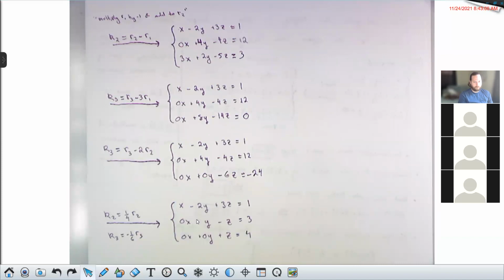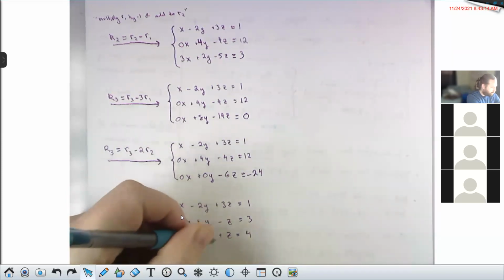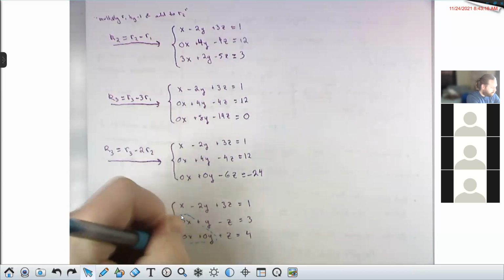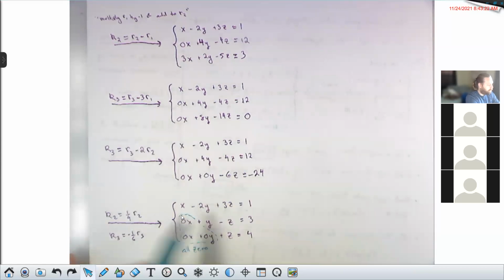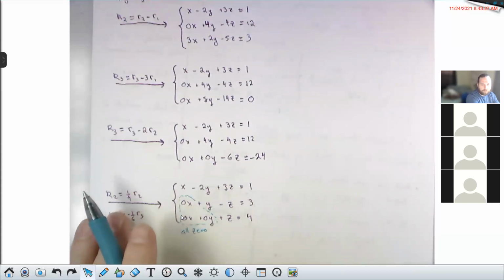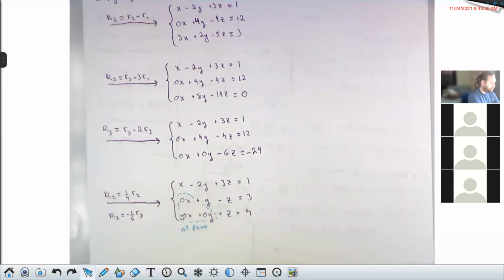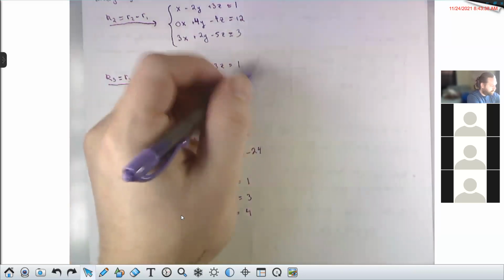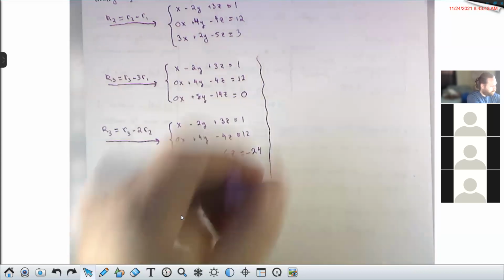Not only is everything beneath this main diagonal 0, which is what I wanted, but also the entries on the main diagonal all have coefficient 1. That's another really nice thing. So now we can write down the solution. It's up here.